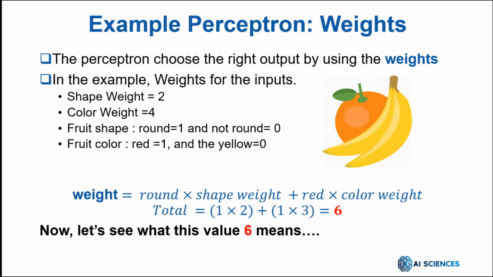Based on this information, if the fruit is round and red, our perceptron would do the following calculation. Total equals round times shape weight plus red times color weight. So total equals 1 times 2 plus 1 times 4 equals 6. This calculation is known as a linear combination. Now let's see what this value 6 means.